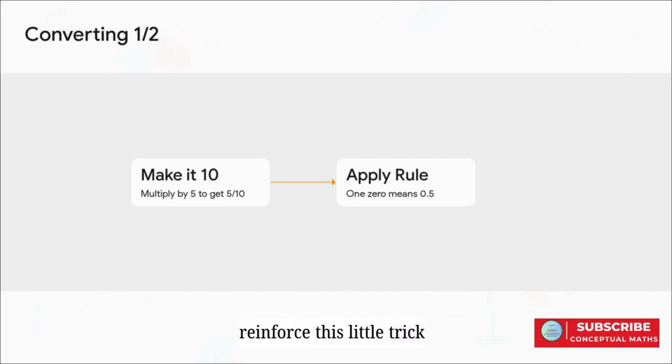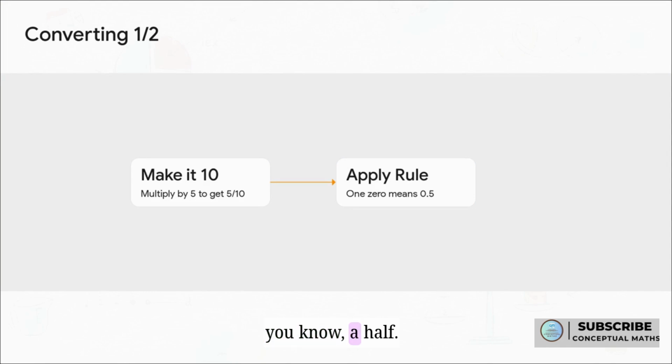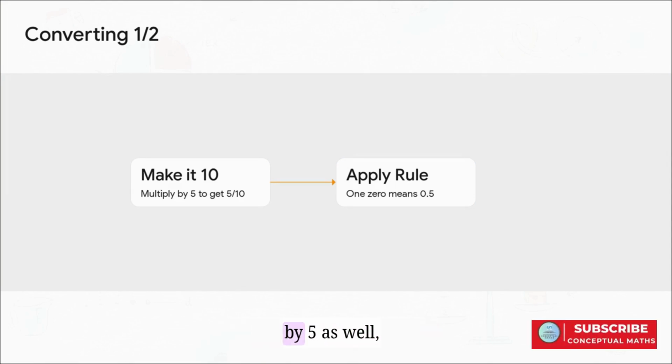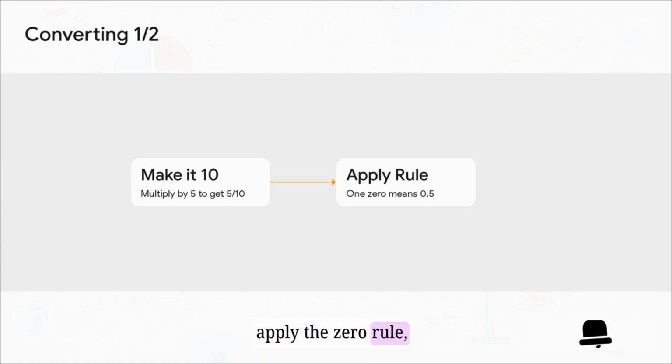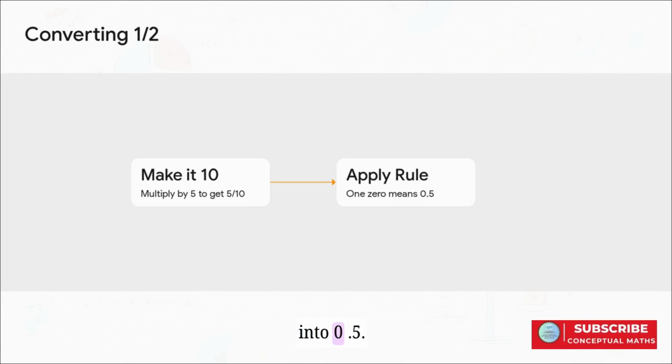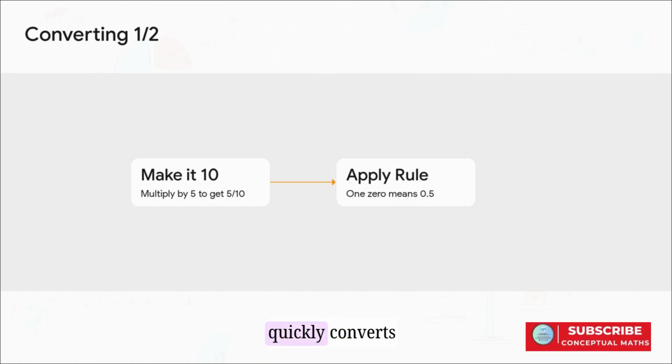Let's reinforce this little trick with 1 over 2, a half. To make that denominator a friendly 10, we simply multiply the bottom by 5. We multiply the top by 5 as well, naturally, and we get 5 over 10. Apply the 0 rule, and that instantly transforms into 0.5. And the exact same logic works for a fraction like 3 over 5. Multiply both top and bottom by 2, you get 6 over 10, which quickly converts right into 0.6.